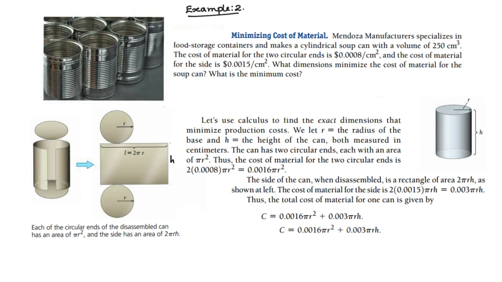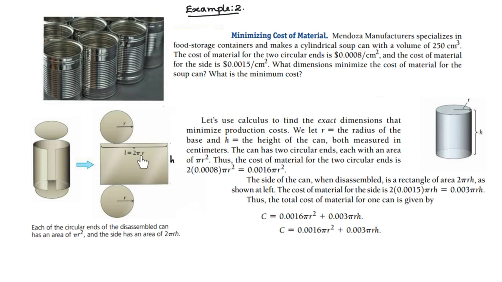Since we need to set up the cost function, because that is what we need to minimize. So first start with the cost function. The cost of the top is different, right? Top and bottom are different. So 2 pi r square we need to multiply by the cost of the material for 2 circular ends. If you multiply this value by 2 pi r square, you will get 0.0016 pi r square.